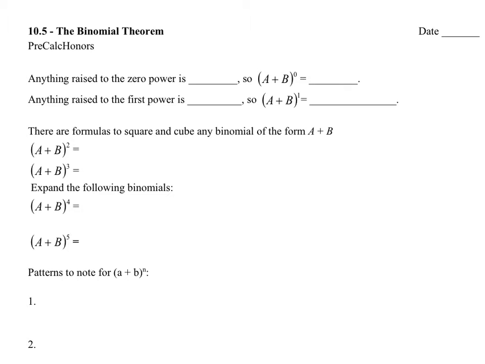This is 10.5, the binomial theorem. What we're going to talk about today is working with two-term polynomials and raising them to exponents. We need to start by remembering some things we know about exponents.